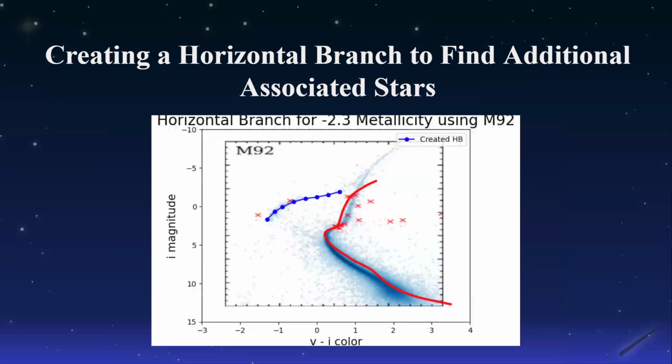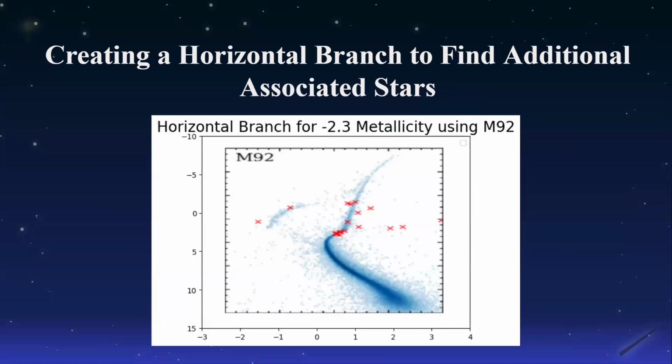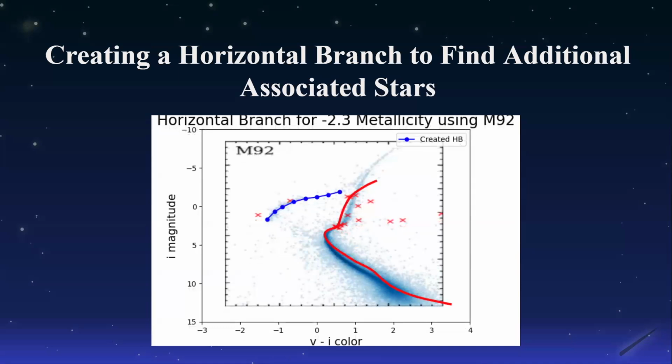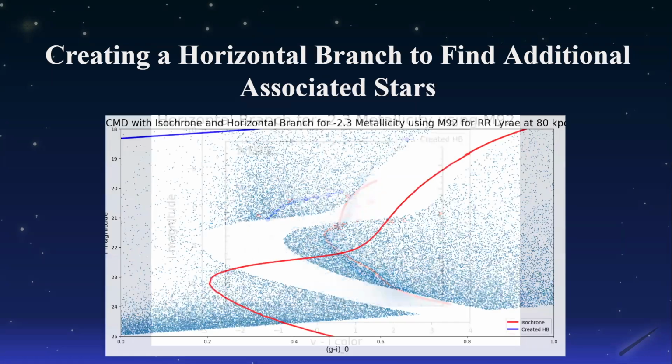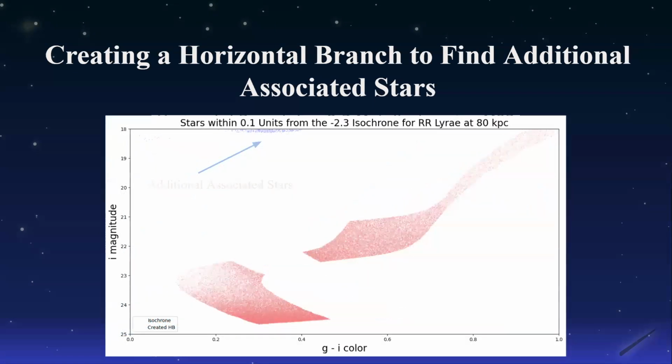Our isochrone data originally did not have a horizontal branch. However, later in the research, we wanted to use a horizontal branch to find additional associated stars. So we decided to use a CMD of a globular cluster with similar metallicity as our isochrone as a template. As you can see in blue, we manually added points along this template to create our horizontal branch. After this step, we placed everything on a CMD and were able to find additional stars, which are represented at the top.